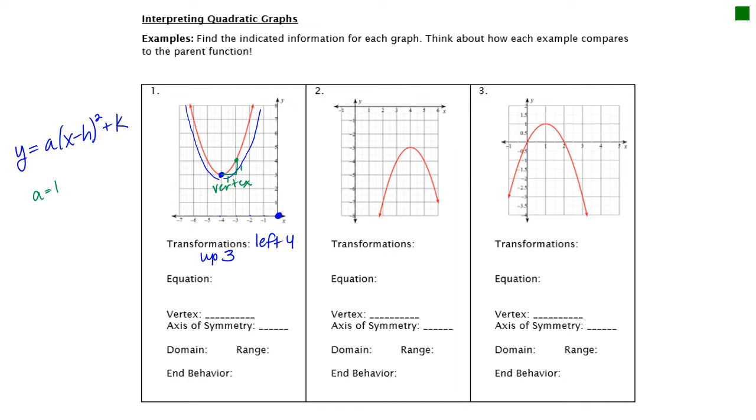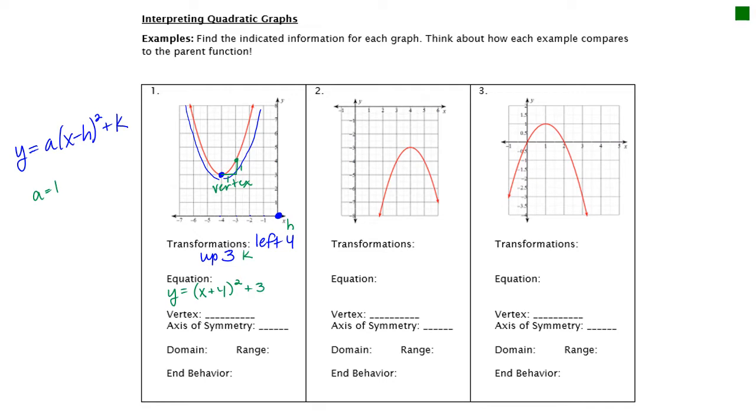All right, so my equation, I have everything that I need. My left 4 is telling me my H value, and my up 3 tells me my K value. So my equation is going to look like this. I don't have an A value that's different, so I just need my parentheses. Since I'm going left, I would have x plus 4, because it's the opposite of what it looks like. And then I would go up 3, so plus 3.